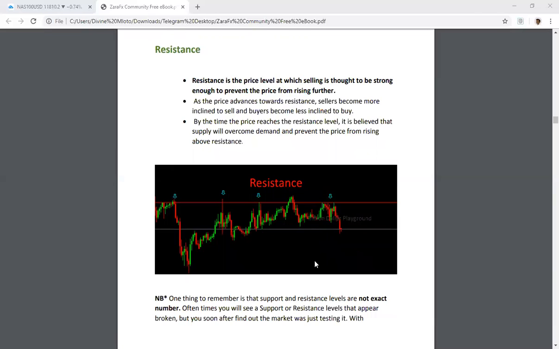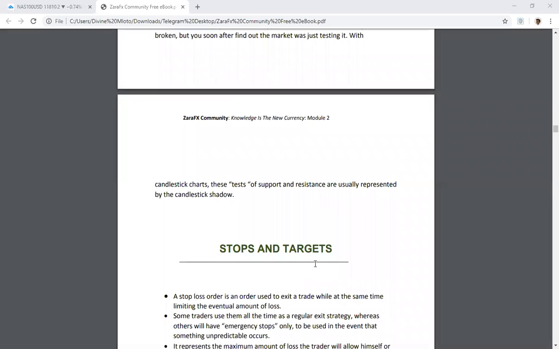So one thing you need to remember is support and resistance levels are not exact numbers. Oftentimes you'll see a support or resistance level that appears broken, but soon after you find the market was just testing it. Meaning it will sometimes go past that level and retrace back. I'm sure most of you here have been trading for at least 3 months. You know exactly what I'm talking about.